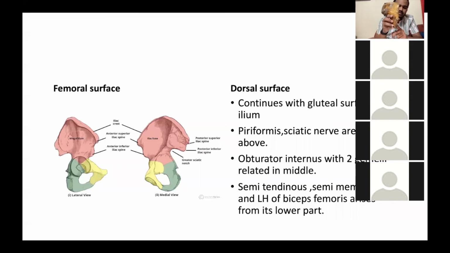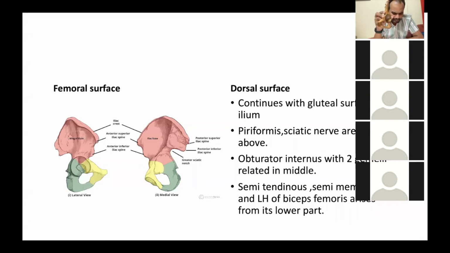Then coming to the surfaces, it has three surfaces. One is the femoral surface, because this is the acetabular fossa. The acetabular fossa receives the head of the femur and forms the hip joint. So this surface is related to the femur bone and is called the femoral surface. This femoral surface gives origin to a muscle called obturator externus.